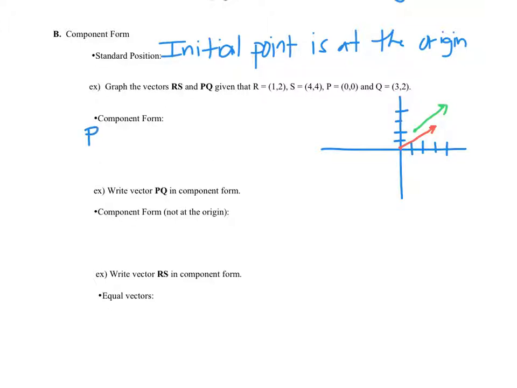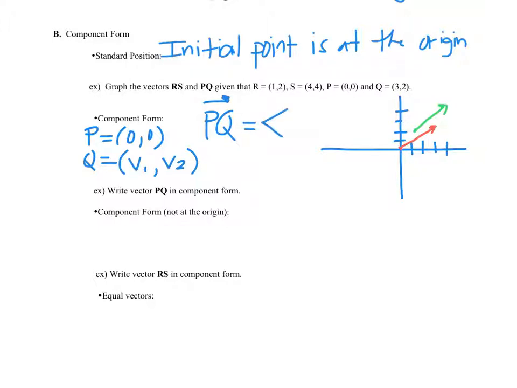See how P is at 0, 0? And Q is at, let's just say, V1, V2. So I have P starting at the origin and Q ending at V1, V2. Then the component form of vector PQ looks like this. Instead of parentheses, you're going to use a sharper edge, and it's going to be V1, V2.